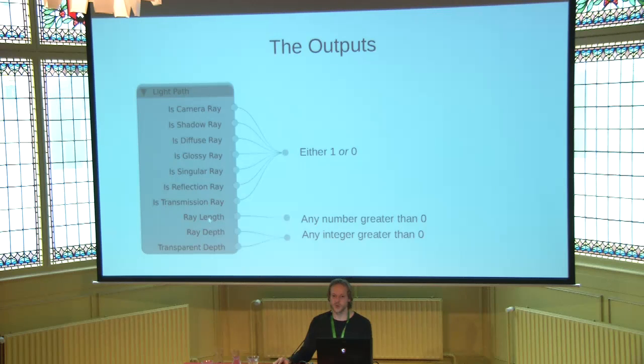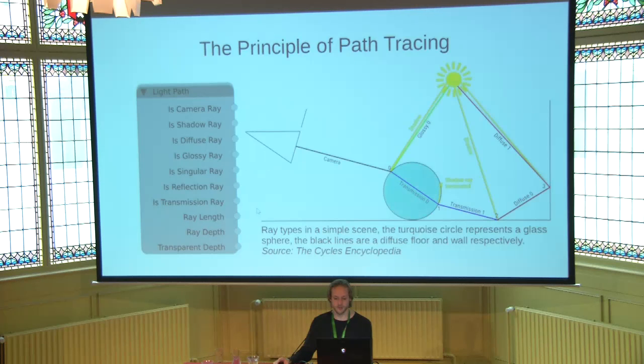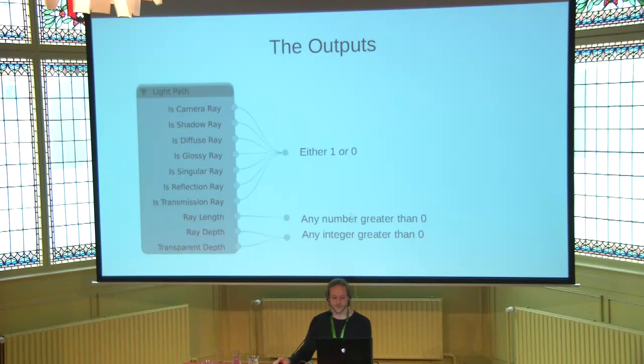The ray length is whenever a ray passes a transparent surface or refractive surface, including glass, its length will be measured from the point when it touched the object. That would be, for example, here, the length after hitting this point, the length of the transmission ray, that would be the ray length. So these are either 1 or 0, and this one is a distance, so it's measuring a distance. It can have decimals, whereas the ray depth and the transparent depth, they can only be integers, meaning whole numbers.